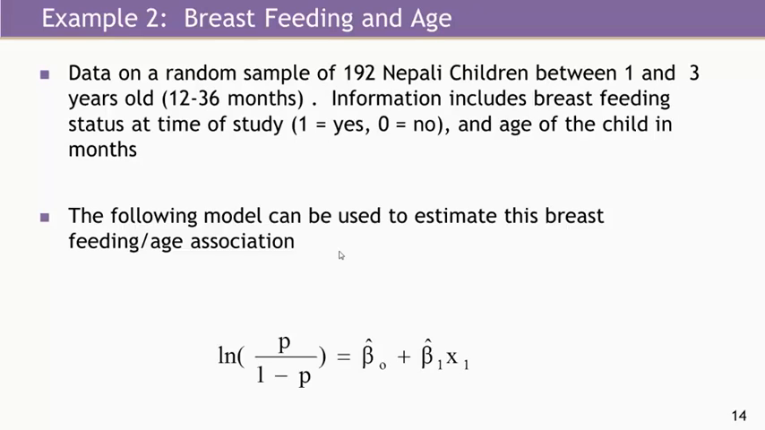Here's another example. Data on a random sample of 192 Nepali children between 1 and 3 years old, from the same population from which we've been looking at Nepali children. One of the things we might be interested in is, in this age range, what's the relationship between breastfeeding at this age and the age of the child. We might want to be able to estimate and quantify that so we can compare it to other populations of children 1 to 3 years old. So we're going to estimate this breastfeeding-age association via a linear equation. We'll look at the log odds that a child is breastfed as a function of his or her age in months.